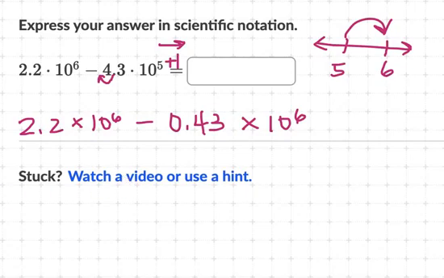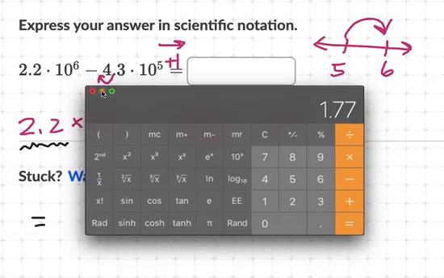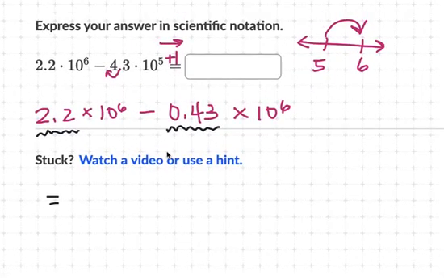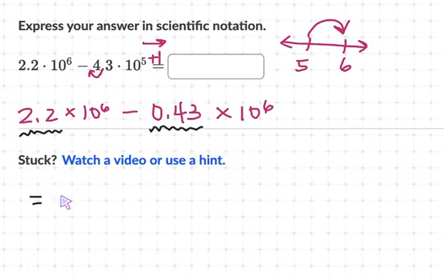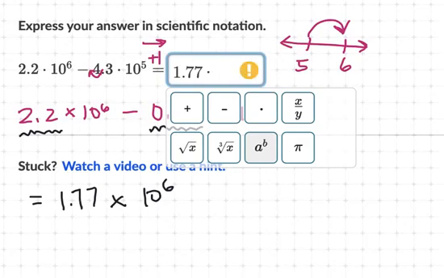In this case, I'm going to need to just do the subtraction here, normal subtraction, and then keep the 10 to the 6th power. So it becomes 2.2 minus 0.43. Let's go ahead and use my calculator. 2.2 minus 0.43, 1.77. So that math is 1.77 times, and then we're keeping these powers the same, times 10 to the 6th power. So our answer is 1.77 times 10 to the 6th power.